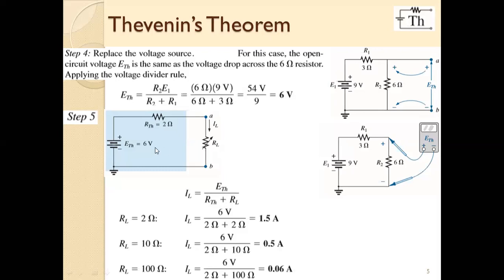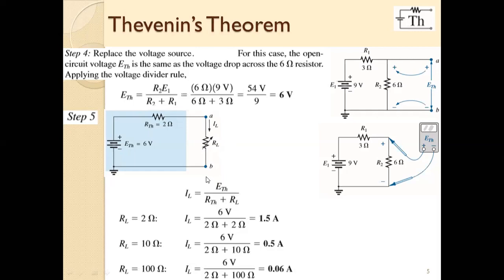Step number 5 is the concluding step: place these two components, that is the ETH and RTH, in series with each other, and in this way you can replace that complex network with the simplest network. And if there is any external component, you can place it in its original position. So these are the 5 procedural steps by which you can convert any network into a Thevenin equivalent network.